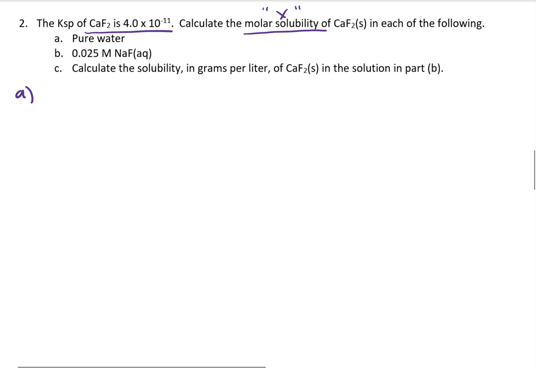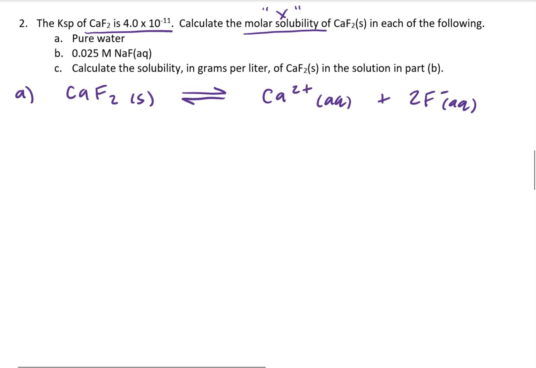So first start by writing out the equation. You have solid calcium fluoride. It's going to dissociate into calcium 2+ aqueous ions and fluoride negative aqueous ions. Its coefficient for fluoride is 2 because its subscript in calcium fluoride is 2. So watch out for that stoich right there. Make sure it is conserved.